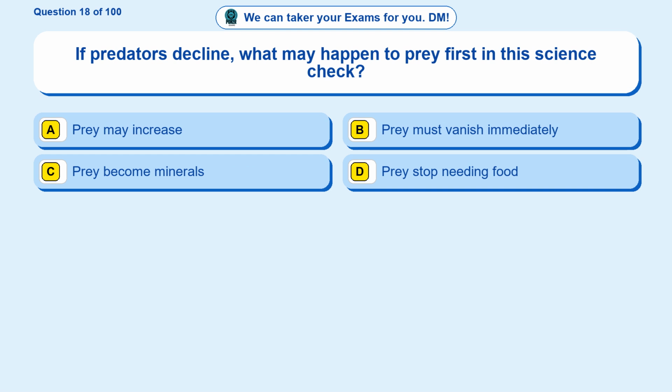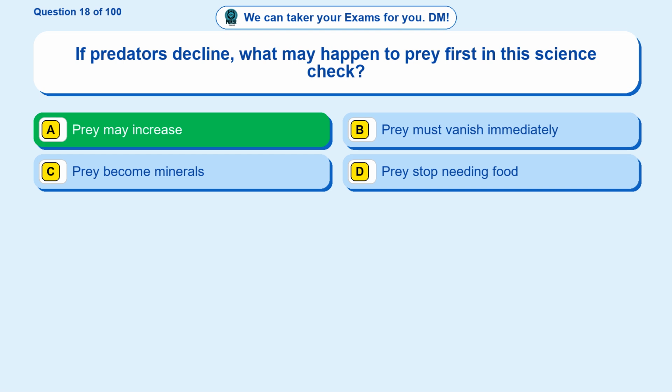Question 18. If predators decline, what may happen to prey first in the science check? Option A. Prey may increase. Option B. Prey must vanish immediately. Option C. Prey become minerals. Option D. Prey stop needing food.